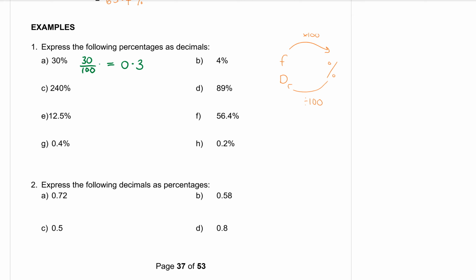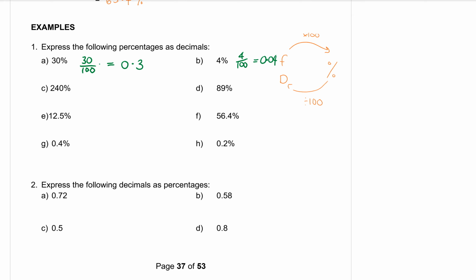Let's try that again. 4% means I want to divide that 4 by 100. Use your calculator, or without a calculator even. What is that? 4 is in the hundredths position. So it's 0.04. We didn't need a calculator for that.